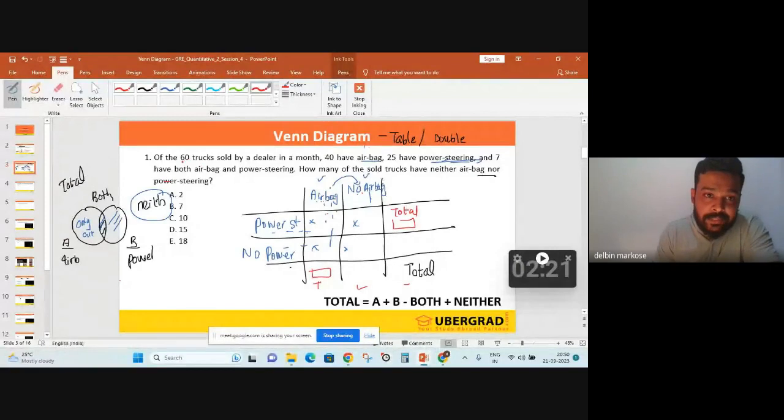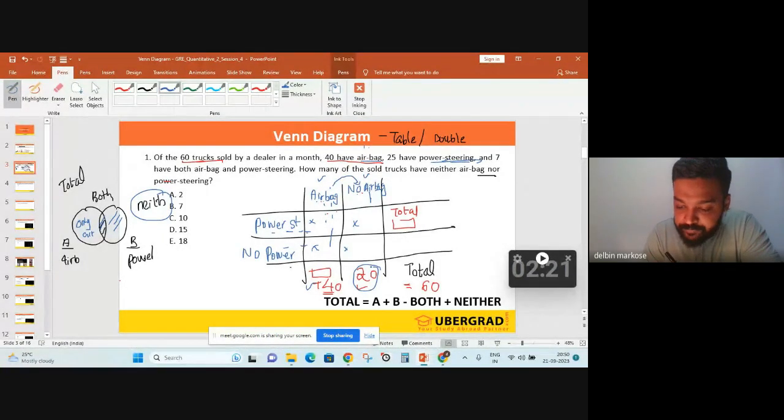Let's try to fill the information. 60 trucks. Of the 60 trucks sold by a dealer, this is the total number. So here it will be the total number 60. Then they said 40 have airbag. So here it will be 40. Now think 40 plus some number, you have to get 60. What will be this number? 20. Automatically, if I know one information, I can fill it. Is this statement clear to everyone how we got 20? Could you please confirm it? Okay, yeah, perfect.